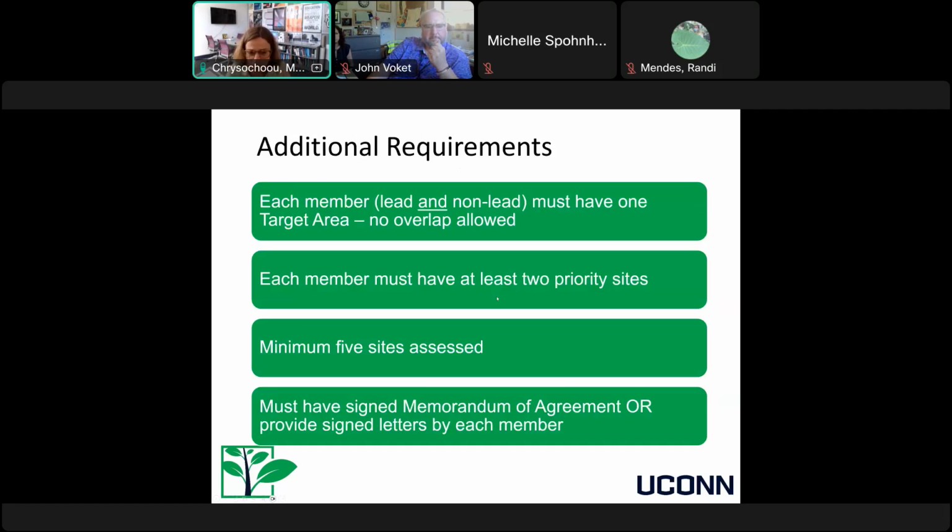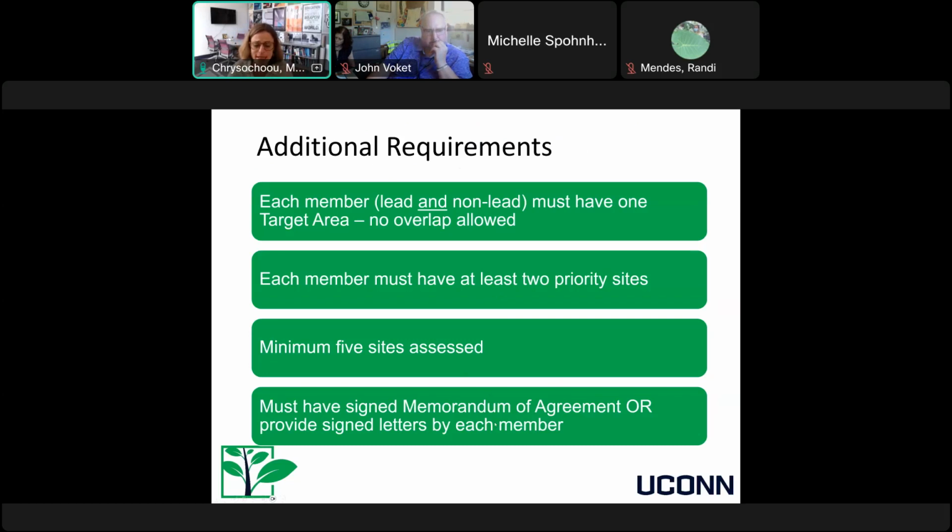And each of the members, lead and not lead, must have at least 2 priority sites in their target area that you talk about and you put in your narrative information sheet. And over the life of the grant, there must be a minimum of 5 sites that are assessed. So you cannot have less than 5 sites to apply for a successful grant.